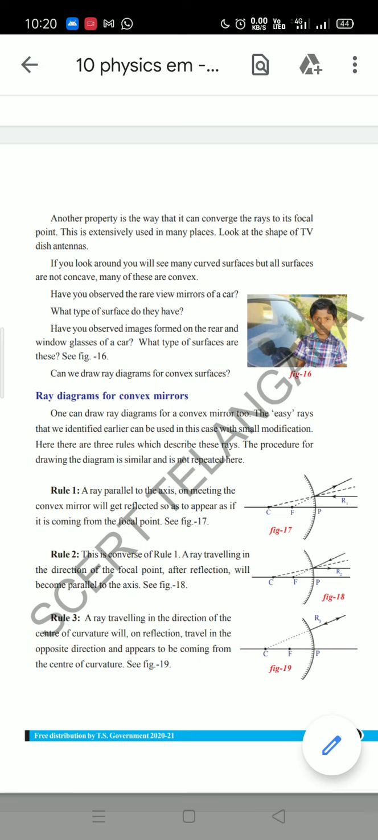Rule 3. A ray traveling in the direction of the center of curvature will, on reflection, travel in the opposite direction and appear to be coming from the center of curvature. See figure 19.